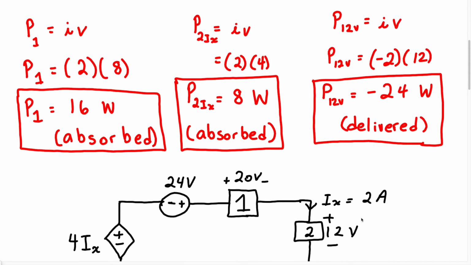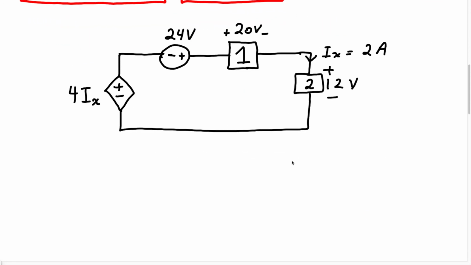Let's do another example. So we have this example here, and they want us to find the power in each element. So we're going to start with this 24 volt source. We can say the power in this 24 volt source is going to equal IV.